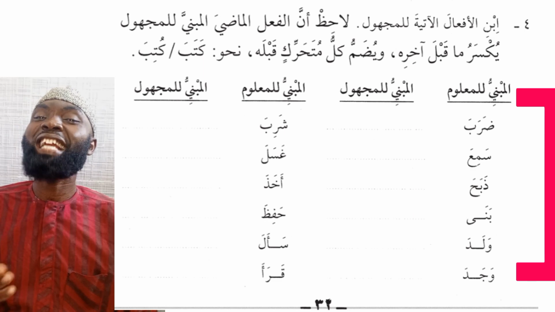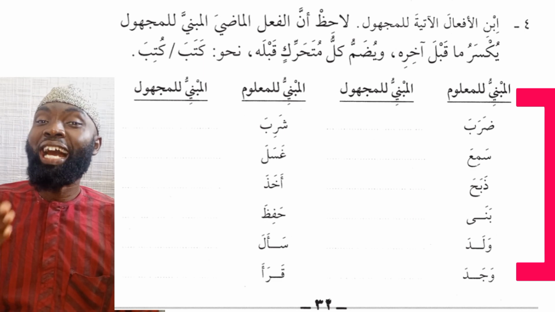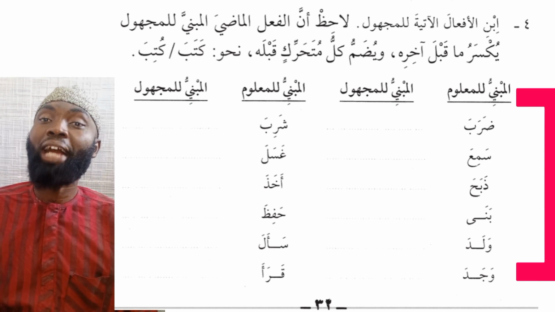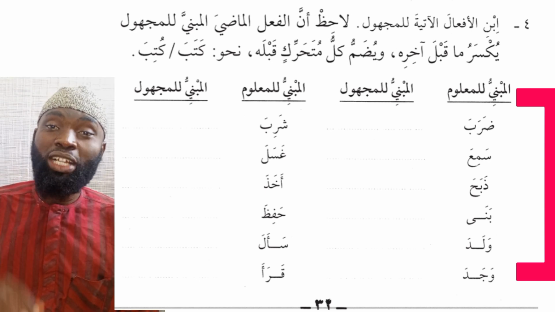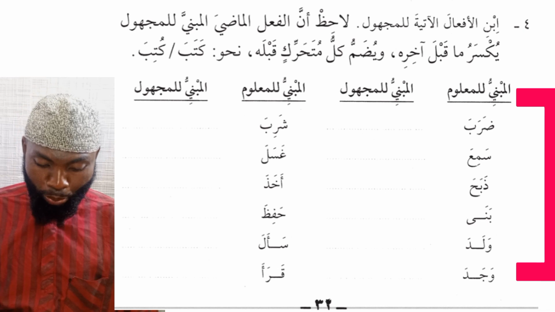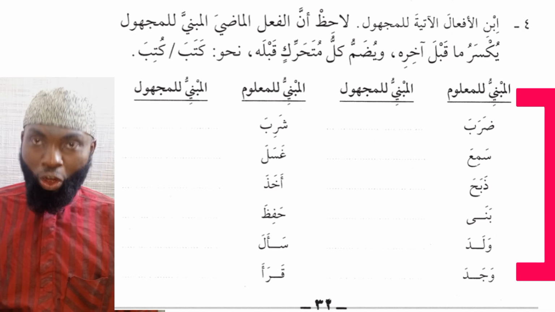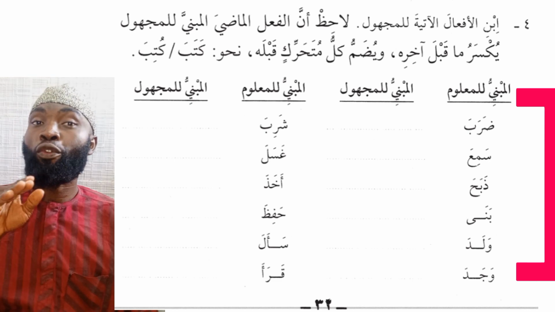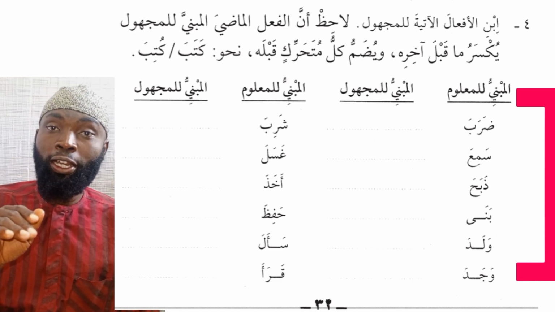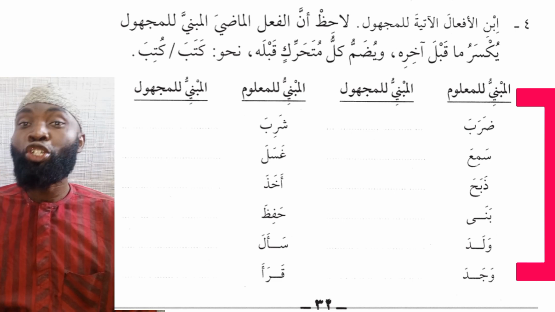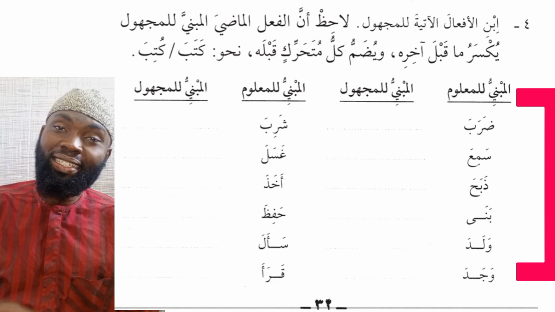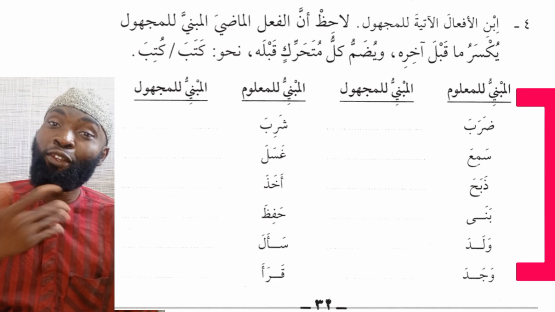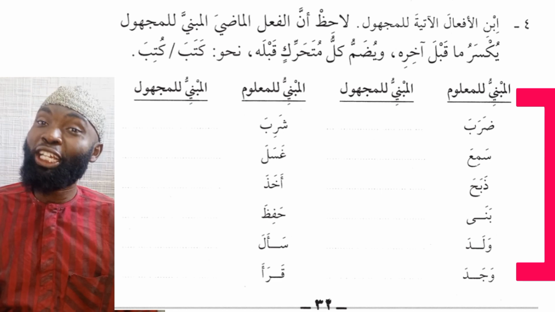The word sa'ala, he asked. Su'ila, he was asked. Then lastly, we have the word qara'a. He read. When you want to put it in the passive voice, it becomes quri'a. Qara'a, quri'a. We can see how we have been able to form the past tense verbs from the active voice to their passive voices, and you can use this a lot in the sentences you'll make in the future during writing or even communication.